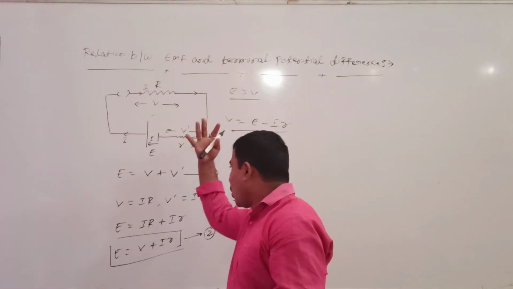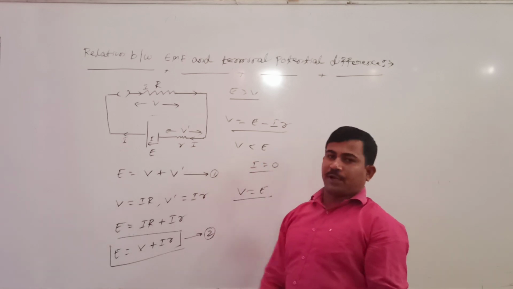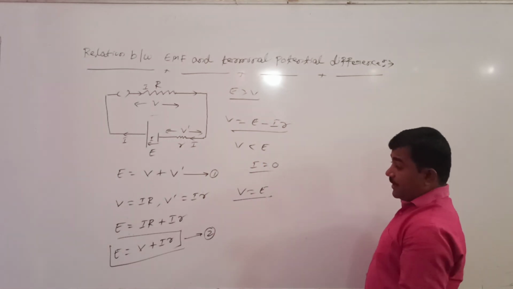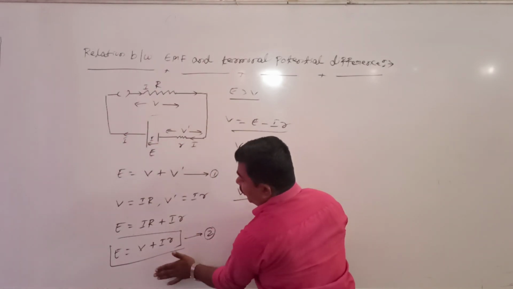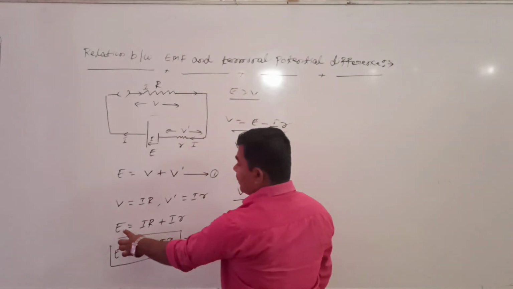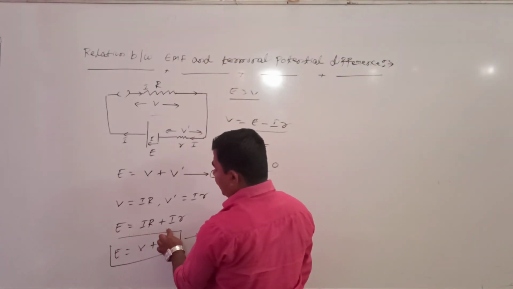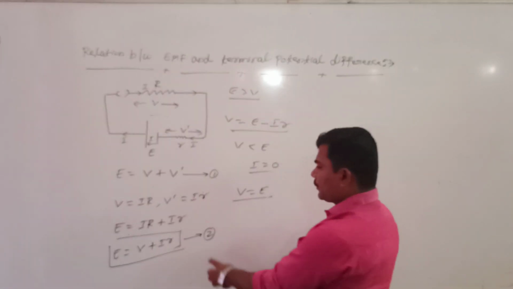Right thing? Note all these points. How to make the difference between EMF and terminal potential difference? Even though the maximum current drawn from the cell, you can modify it. How to modify this equation? Look at this equation: E equal to I into R plus I into small r. Right or wrong? How to write this equation?